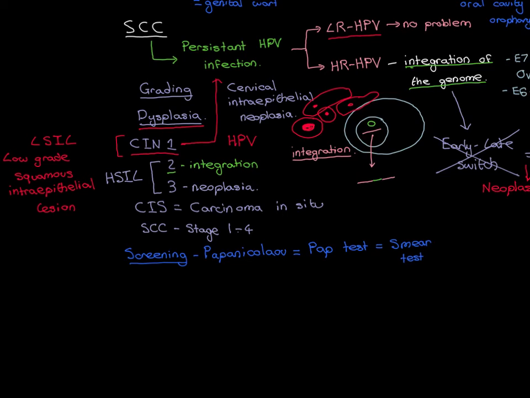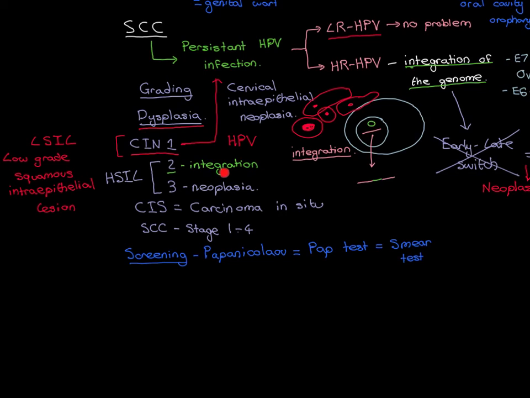Now, if you find that someone has a lesion that you would grade as CIN1, or a low-grade squamous intraepithelial lesion, then you do not do anything about this. This just means that they have a persistent HPV infection, and it may well be a low-risk HPV infection, and therefore it does not need to have anything done about it.